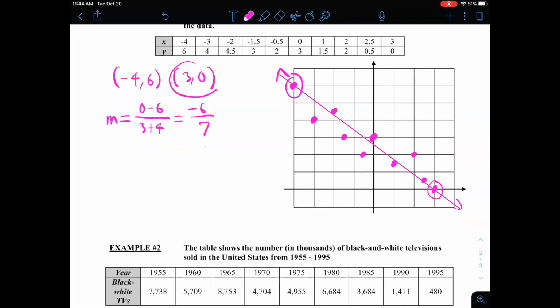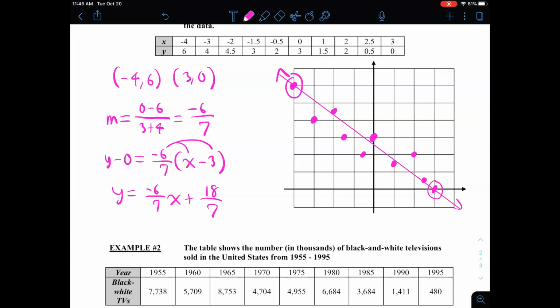I'm going to plug in this point because it's got a 0, and y minus 0 is pretty nice. Y minus 0 equals negative 6 over 7 times x minus 3. Okay, so we're plugging into point slope form to figure out the y-intercept. We have our slope, now we need our y-intercept. Then we're going to distribute. So we're going to get y equals negative 6 over 7x plus 18 over 7.